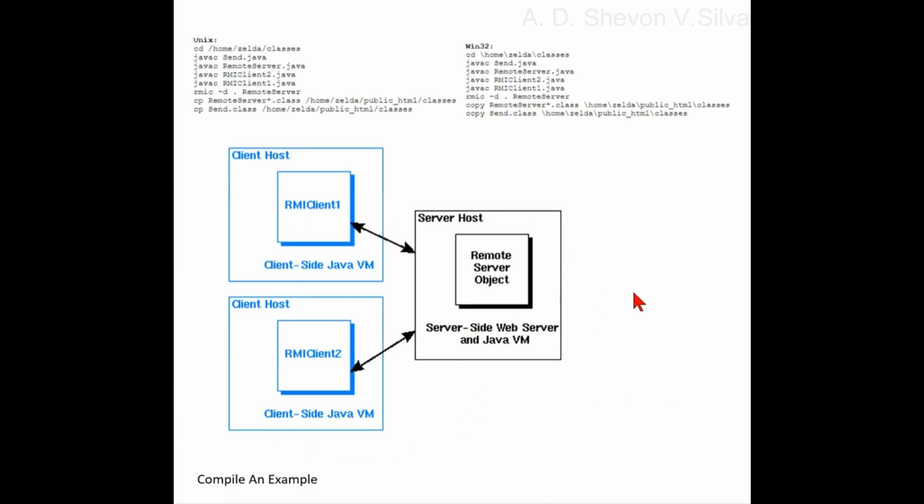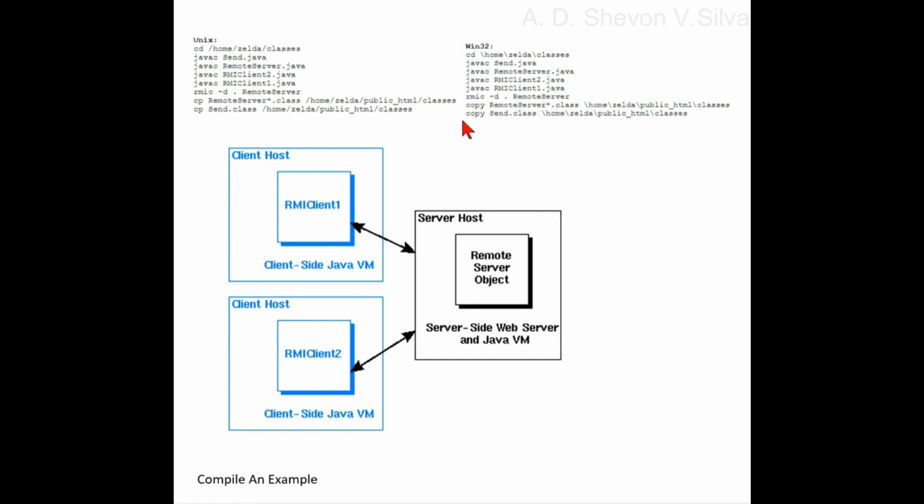These instructions assume development is in the Zelda home directory. The server program is compiled in the home directory for user Zelda, but copied to the public_html directory for user Zelda where it runs. Here is the command sequence for Unix and Win32 platforms, and explanations are as follows.